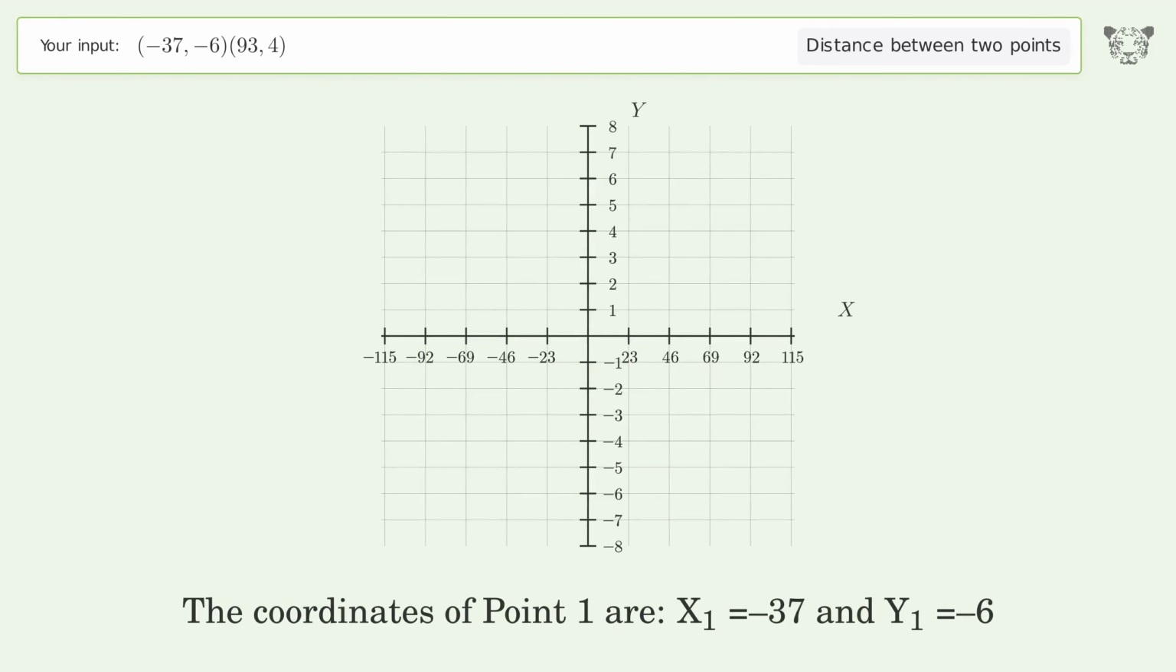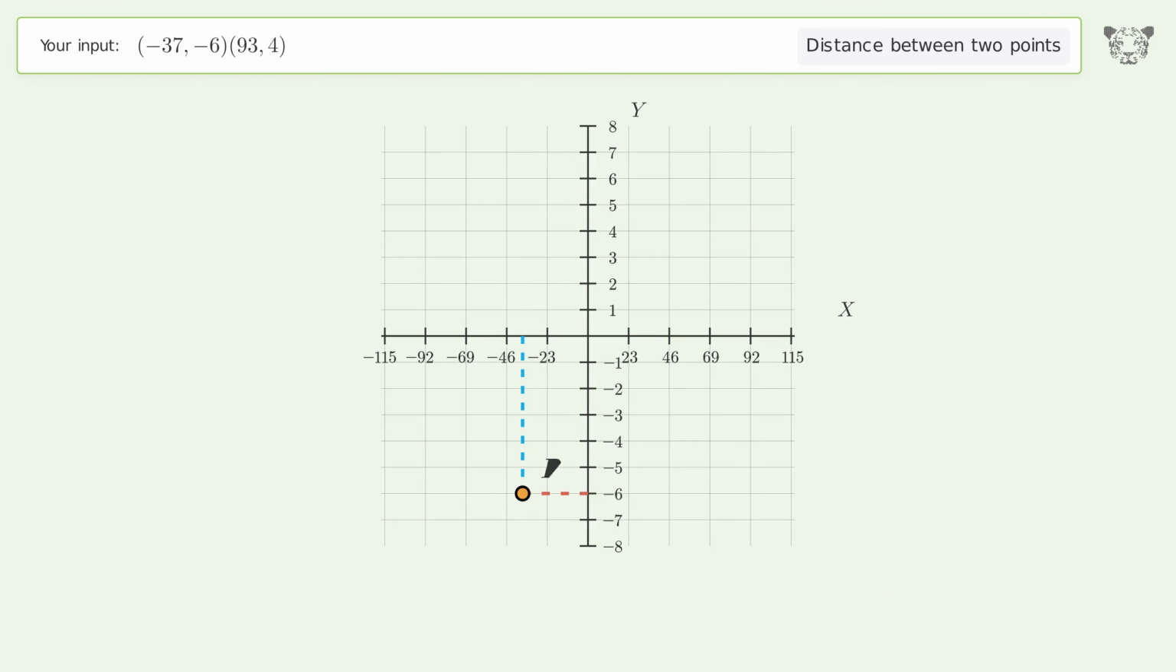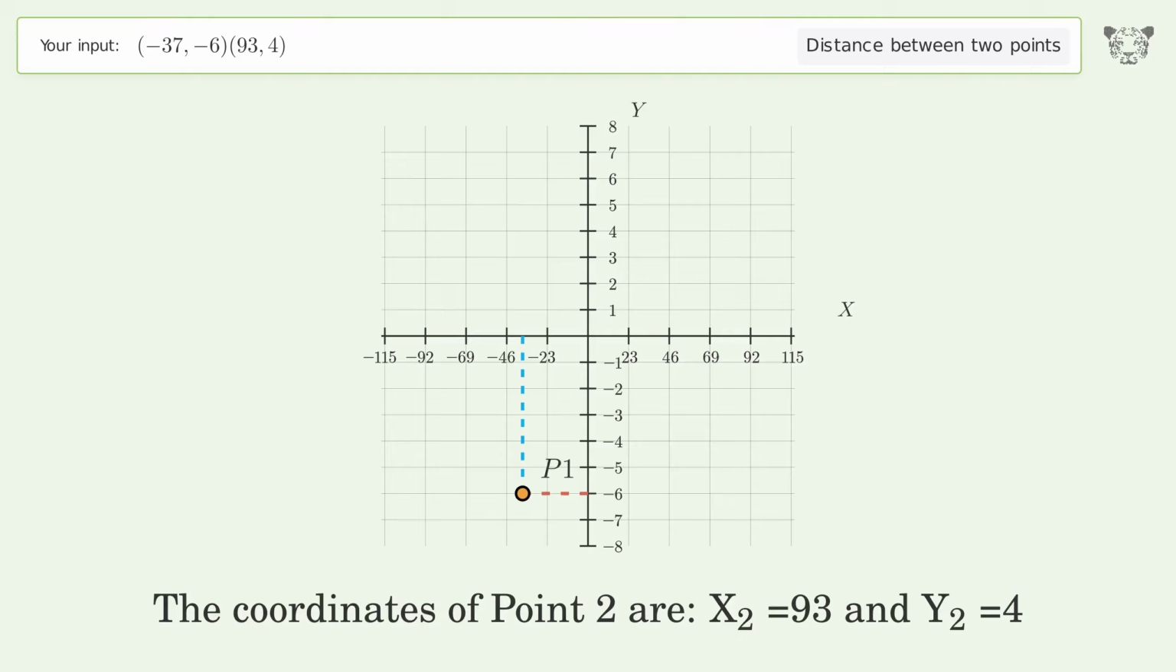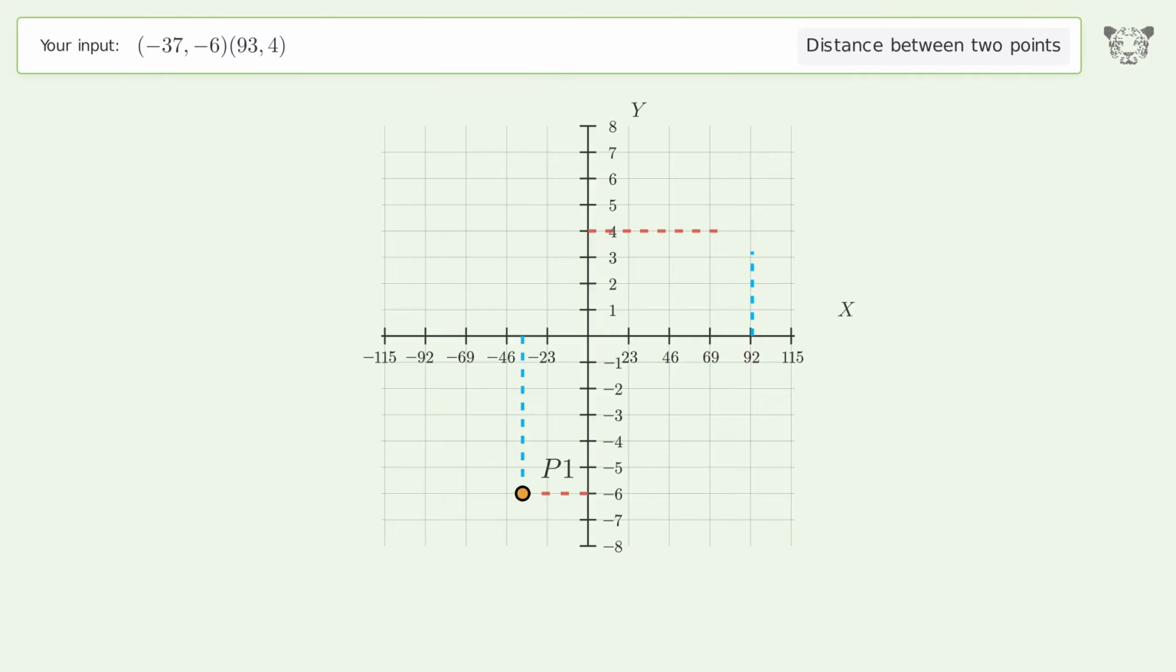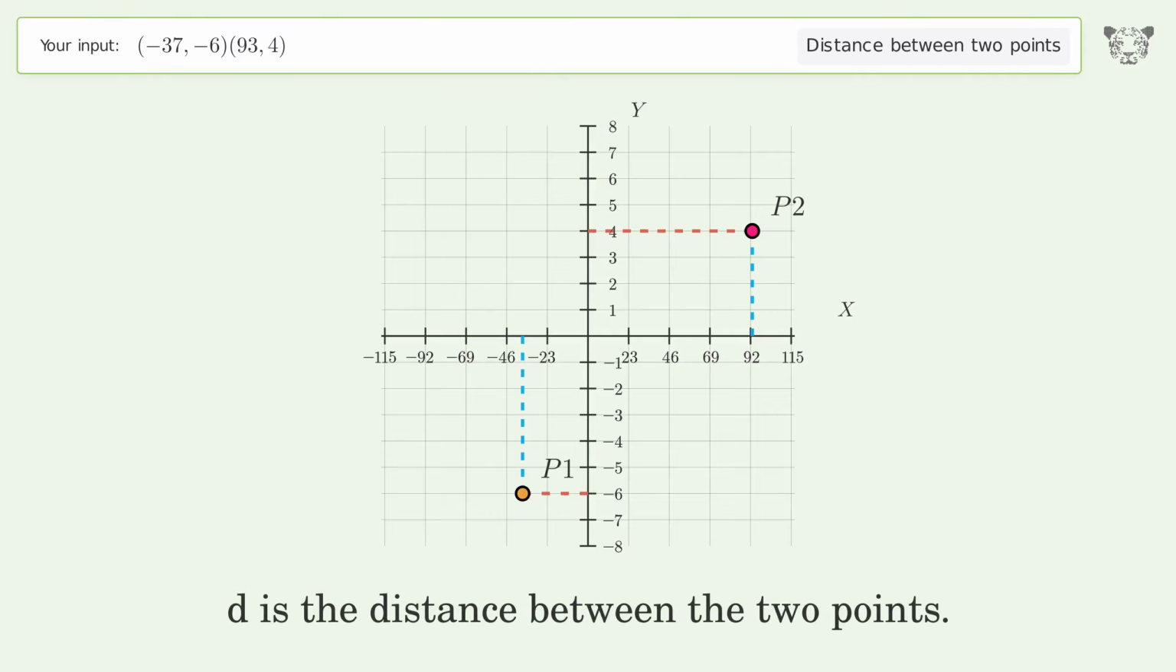The coordinates of point 1 are x1 equals -37 and y1 equals -6. The coordinates of point 2 are x2 equals 93 and y2 equals 4. D is the distance between the 2 points.